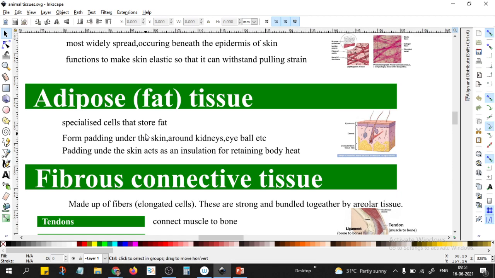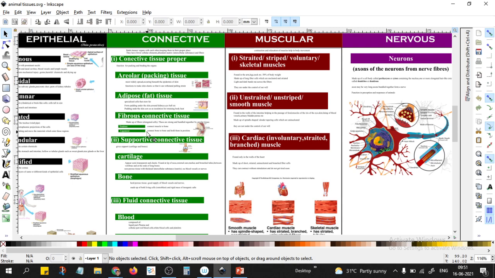Okay, so overview you have to see first. As I told earlier, in this particular chapter, what is important is you should know the complete skeleton of this chapter first. What are the different types of tissues, what are the subcategories. So in the connective tissue, the subcategories are connective tissue proper, supportive connective tissue, and fluid connective tissue. Okay, and further in the connective tissue proper, we have areolar, adipose, and fibrous connective. We will see in detail.